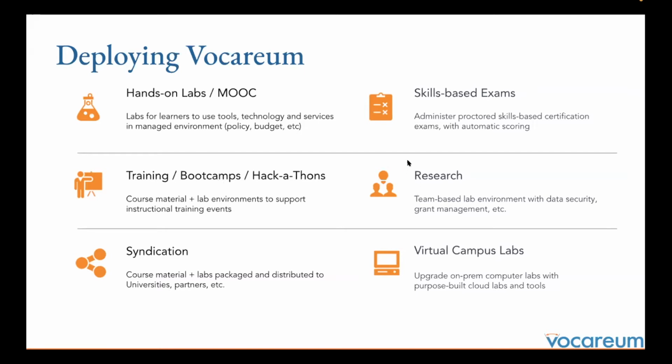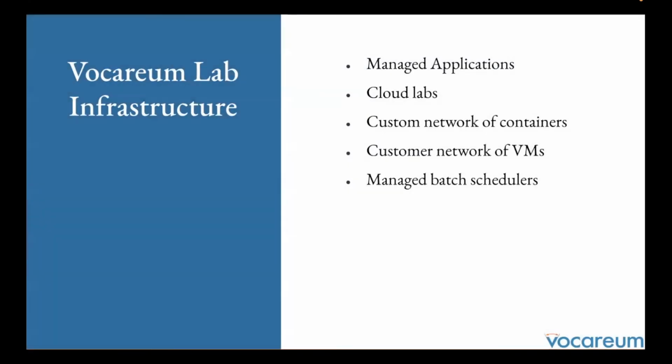For research labs, these labs were designed so that you can do large scale work. Syndication: essentially, some of our customers will deliver content and a lab in one place and then distribute it. So there are capabilities for that, and virtual campus labs, so you can use these labs in place of your on-campus labs. So there is a rich set of infrastructure to deliver this broad set of labs.